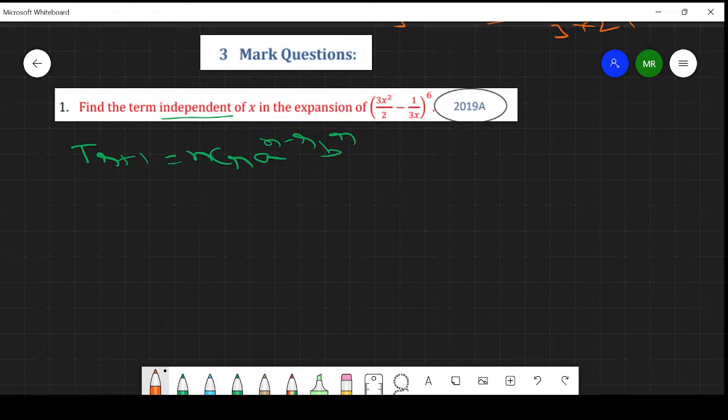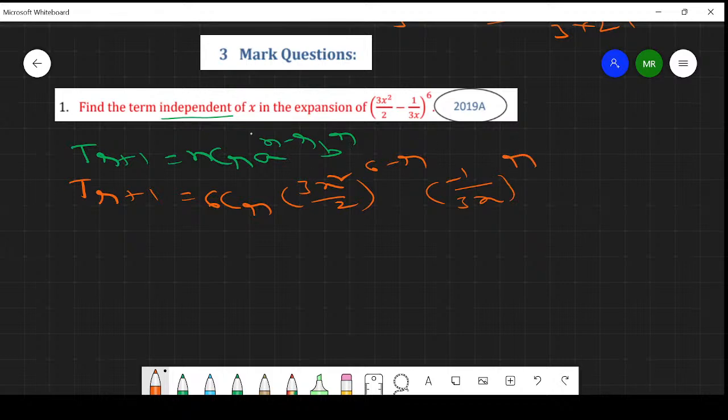This is important. This is called general term. Just now I discussed. Here I can write T_(r plus 1) is equal to, just observe here, this is the most important one. What is n value here? 6. 6Cr. a means first term, 3x square by 2. n minus r, 6 minus r. Into b, which is minus 1 by 3x, whole power r. Because they are asking find the term independent of x.